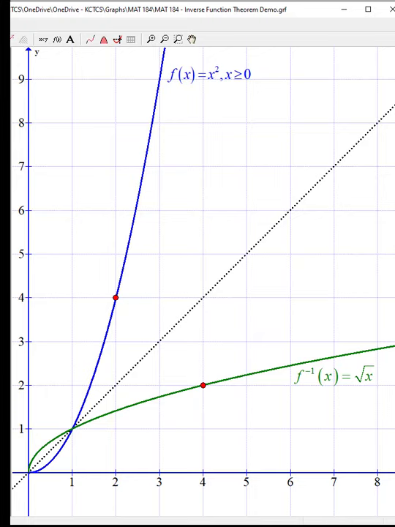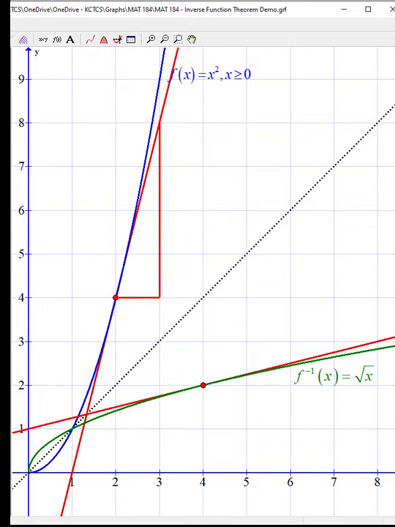And so if we were to look at the tangent line to the graph of f at that point (2, 4), it would look like that. Similarly, if we looked at the tangent line to the point (4, 2) on the graph of f inverse, it would be this one. If we think about the tangent line to the graph of f at that point, we can certainly visualize the delta x and the delta y in that slope for that tangent line, and we could picture it this way.